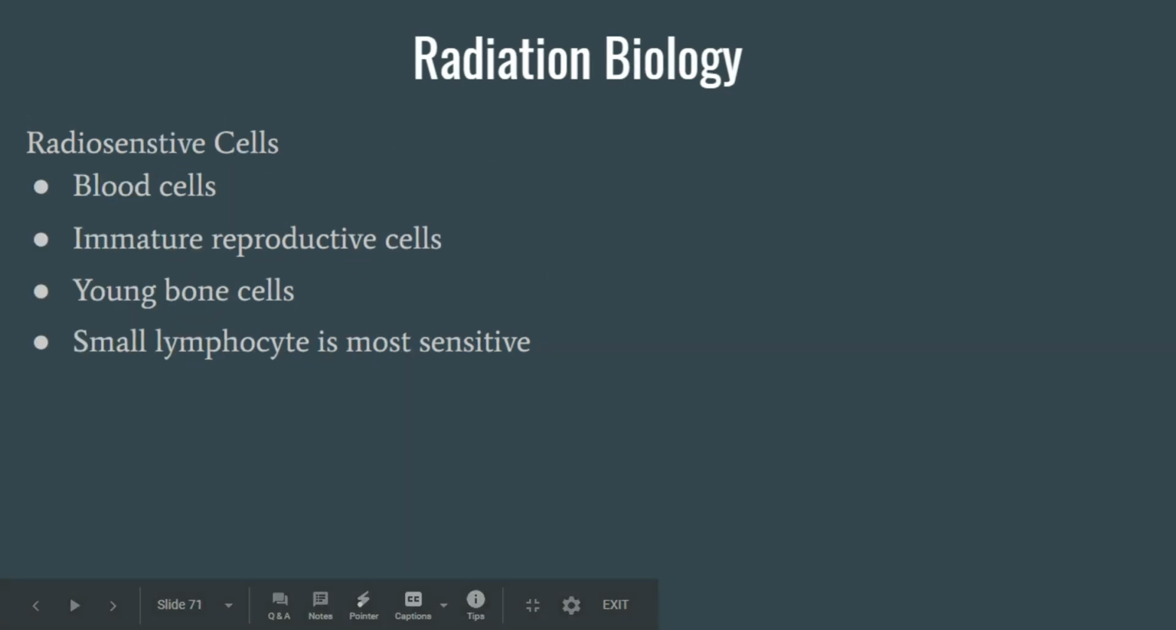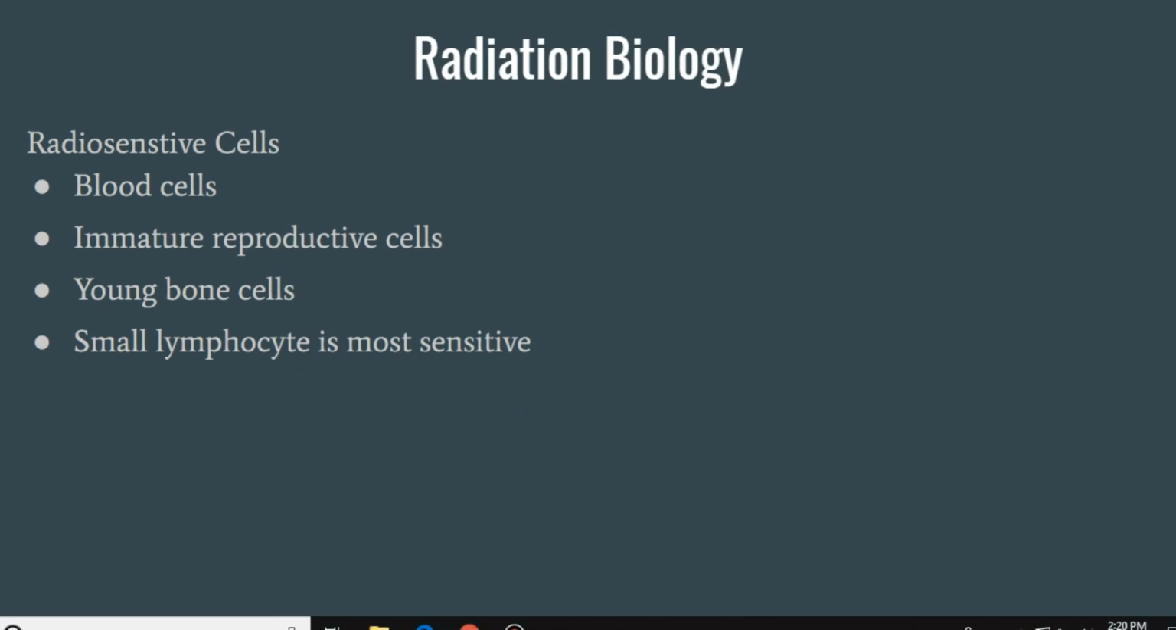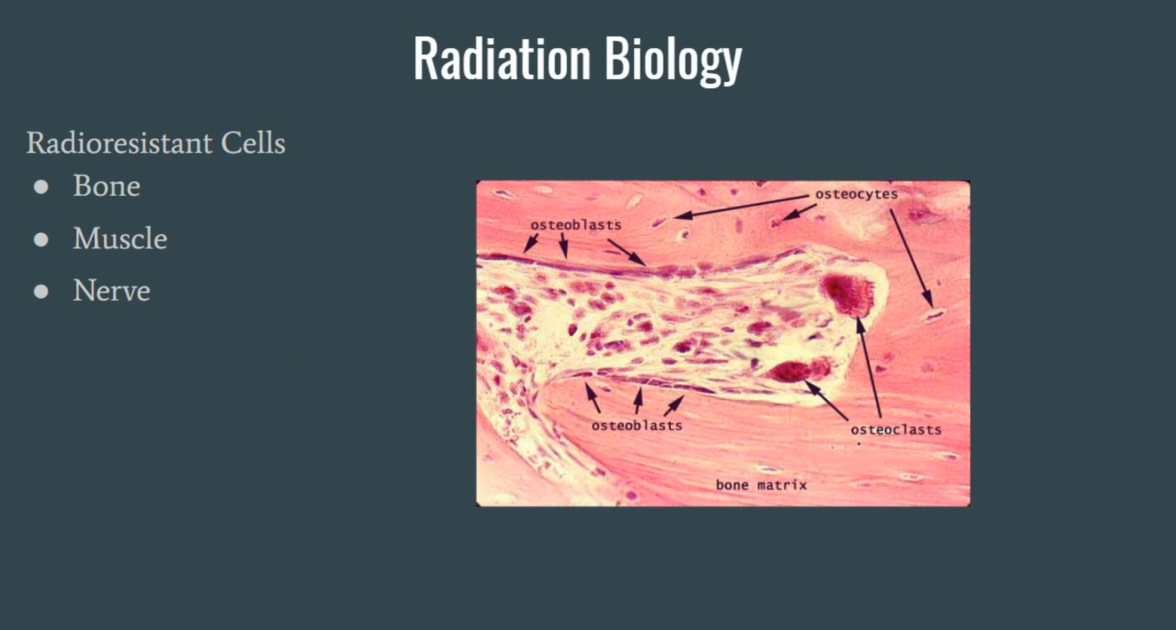Examples of cells that are radiosensitive: blood cells, immature reproductive cells, young bone cells, and the small lymphocyte is the most sensitive. And small lymphocytes are part of the immune system. So those are some of the most radiosensitive cells. And radioresistant cells are bone, muscle, and nerve.